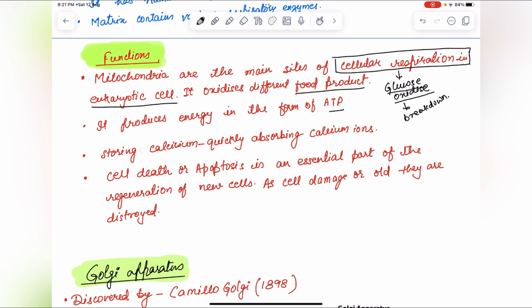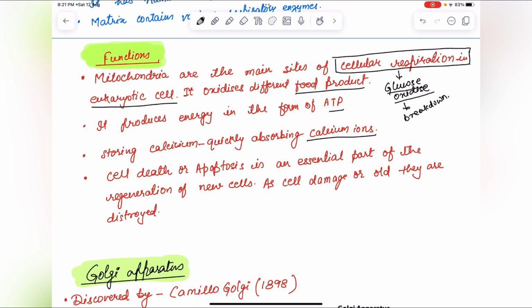Storing calcium. So what is another function of mitochondria? It helps in storage of calcium. The calcium is quickly absorbed in the form of calcium ions in the mitochondria. And calcium is required for muscles, and it is important for blood clotting. These are the functions of calcium.